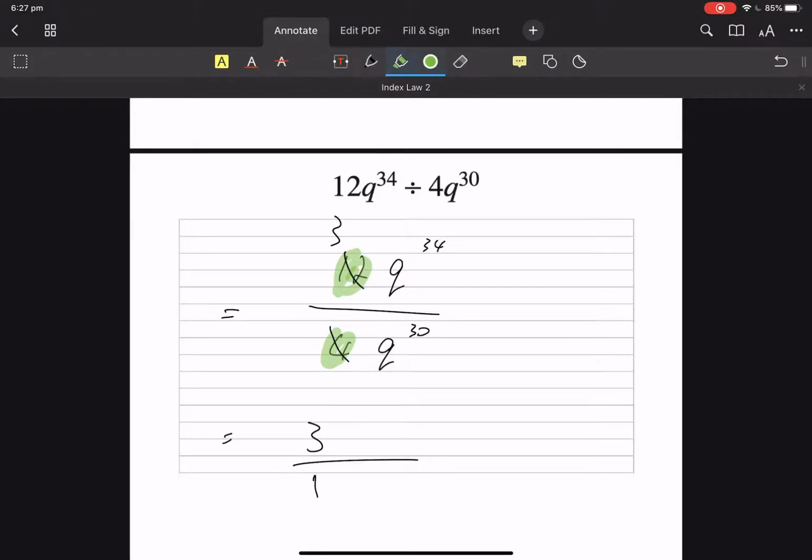Okay, then we're going to pick a colour. Q's. How many Q's are on the top? There's 34. How many Q's on the bottom? There's 30. How many left over? There's 4 left over on the top. So you can leave that as a fraction, or you could, it's just 3q to the power 4.